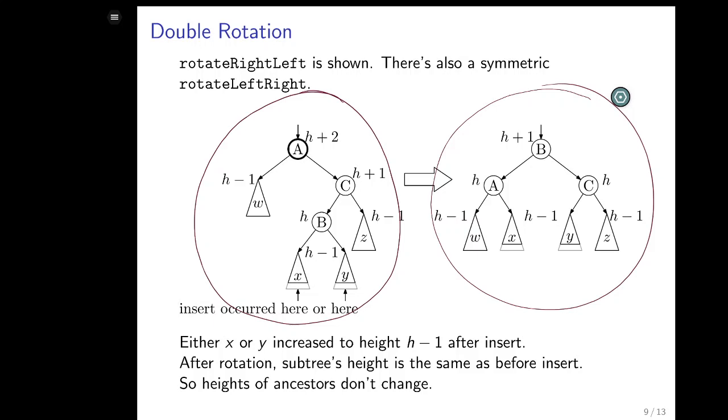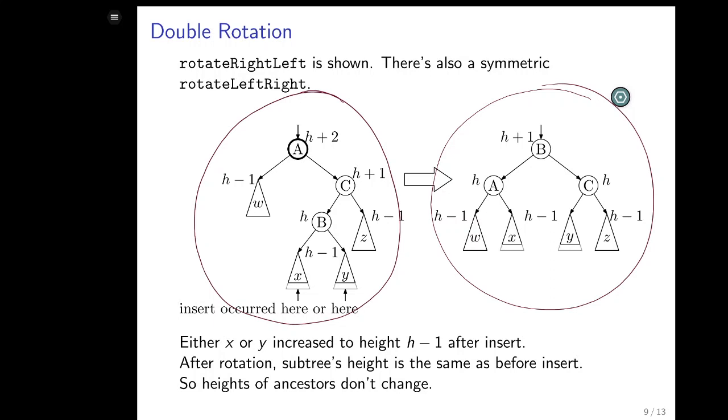So in this case, the insertion occurs down in some child of B. And we have to restructure in order to essentially bring B up. So B is the middle node of a chain ABC. And the double rotation brings B up to the top and drops A on the left and C on the right. And then the subtrees figure themselves out by the search tree property. There's W, X, Y, and Z. They have to be put underneath these nodes, A, B, and C, in this order, with those connections, in order to have the search tree property.